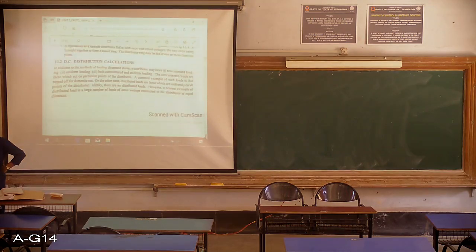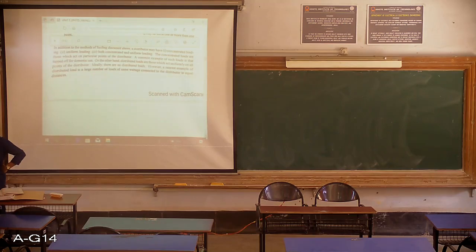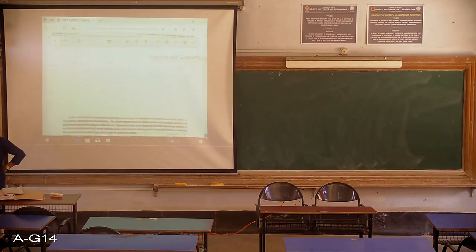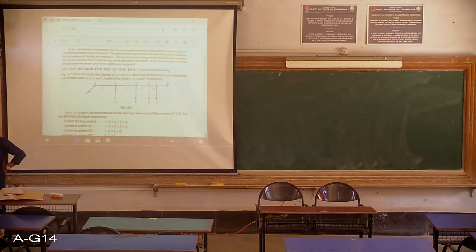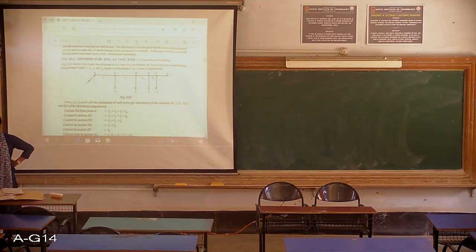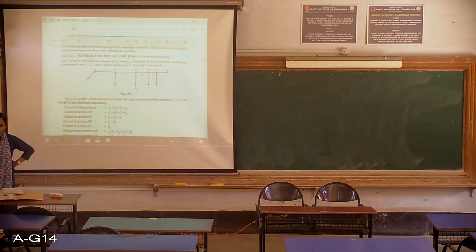I have given what is meant by concentrated load and uniform load. We will take the first case: a DC distributor fed at one end, with concentrated loading. That means the tappings are not at uniform ampere levels. You can see here it is being fed at point A, and we have concentrated load at I1, then I2, I3, and I4.